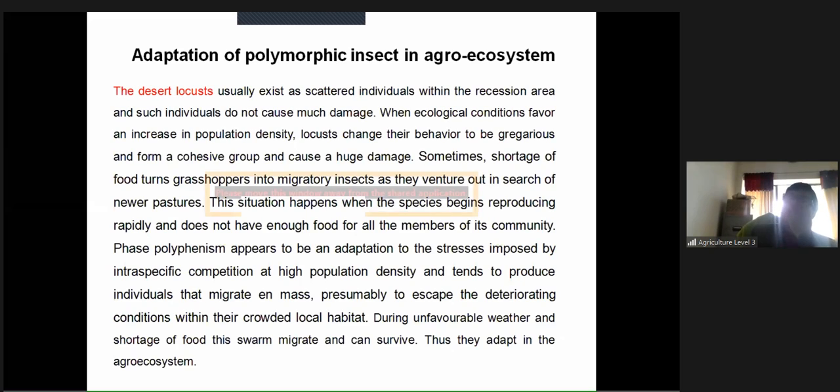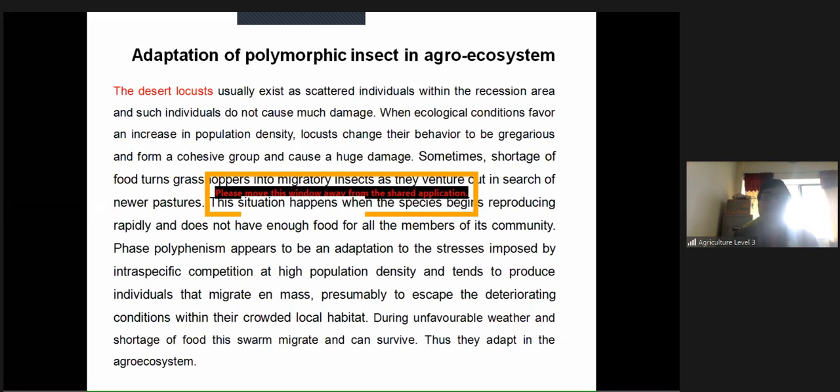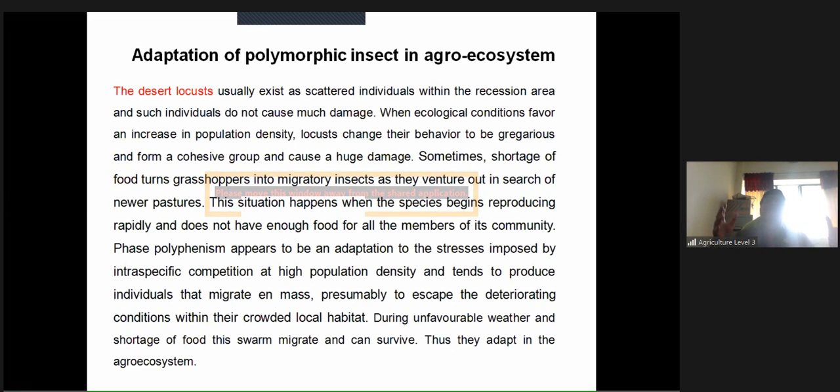When they migrate, they usually migrate when they have a shortage of food, shortage of space, shortage of other natural resources. This is found in the case of phase polymorphism. We have seen scattered insects, but when they have sufficient food and a favorable environment, they start to reproduce fast and make a cohesive group. Cohesive means the same age group or same generation group.